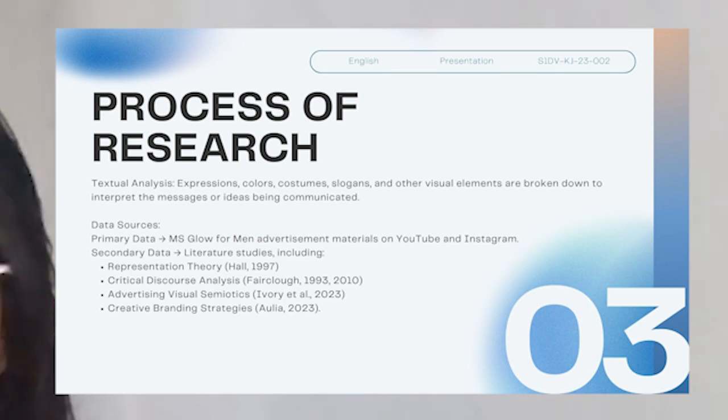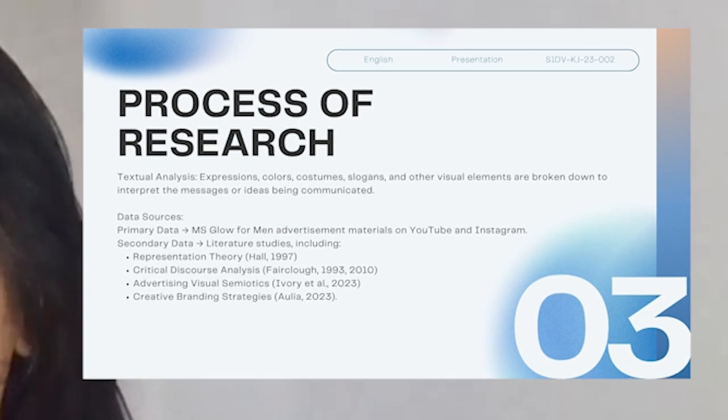And then there's secondary data. It's literature studies, basically, where they examine and understand through these literatures, which is representation theory by Hall in 1997, and critical discourse analysis by Fairclough in 1993 and 2010, and advertising visual semiotics, Ivory et al. 2023, and creative brain searches by Alia 2023. So basically, there's a recent one, and there's the oldest one.